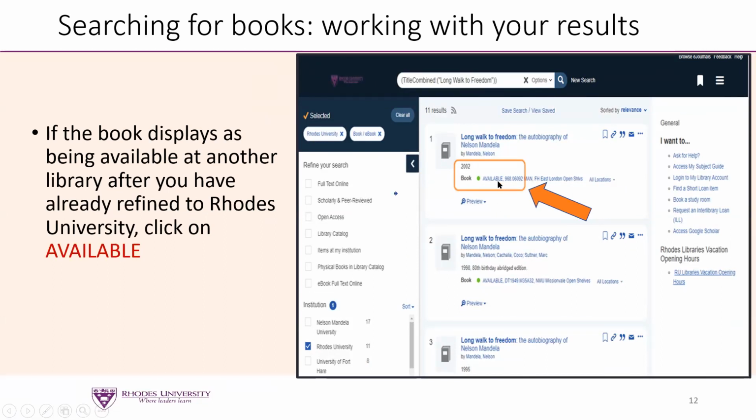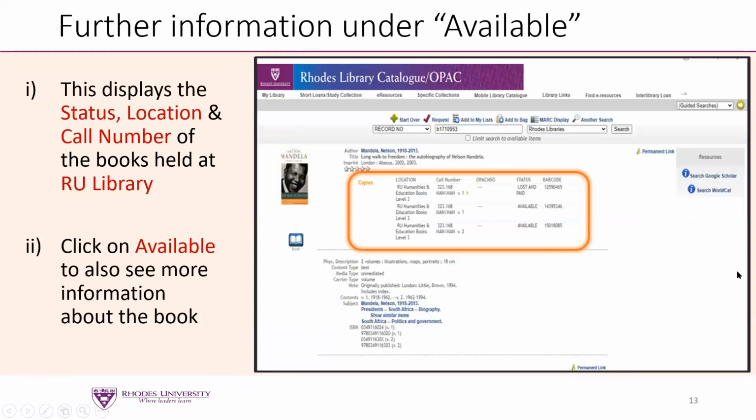So the next thing you need to do is click on available. And this is the screen that you will be directed to. Here it tells you the location of the book in the library, so where it is on which floor. In this case, it's Humanities and Education books on level 3. You'll have the call number, so you know where to find it on the shelf. And then the status will show you whether the book is available or not.